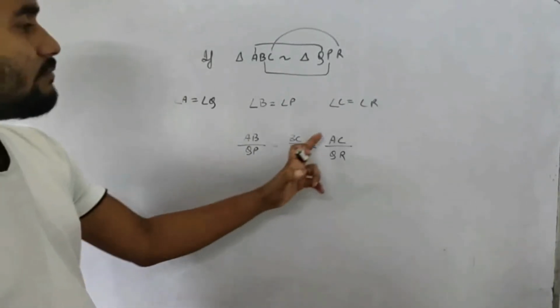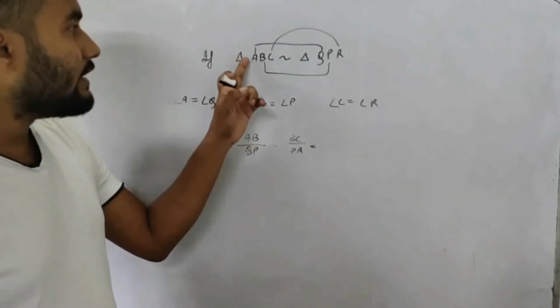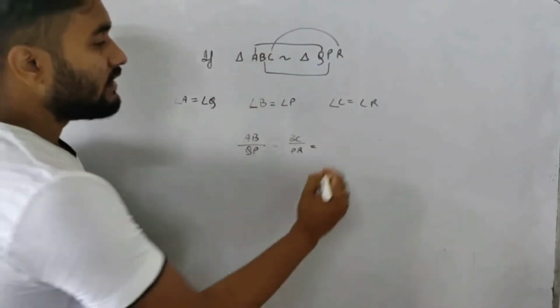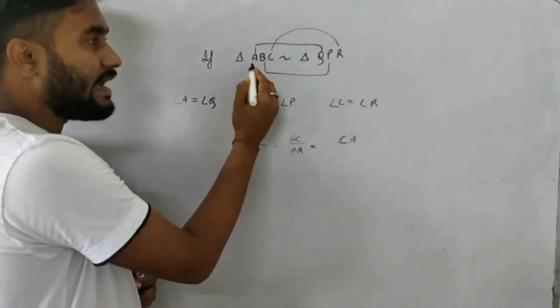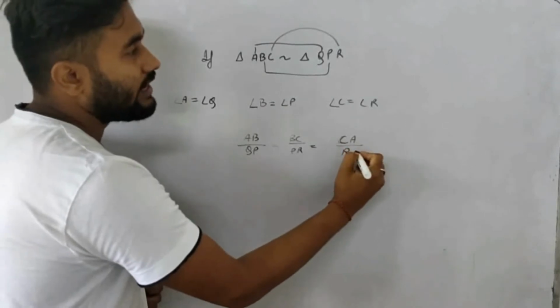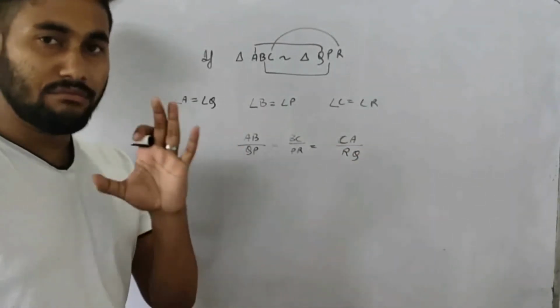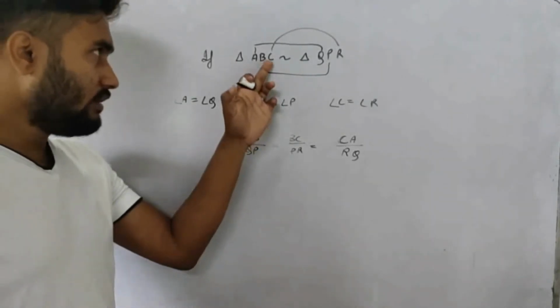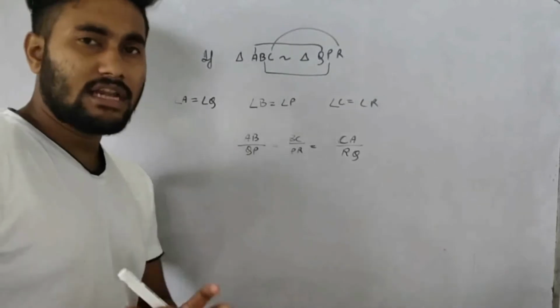Now, if I write CA in place of AC, these small things are very important, remember this. If I write CA, then over here you also have to write RQ. Okay, now we can start the exercise.